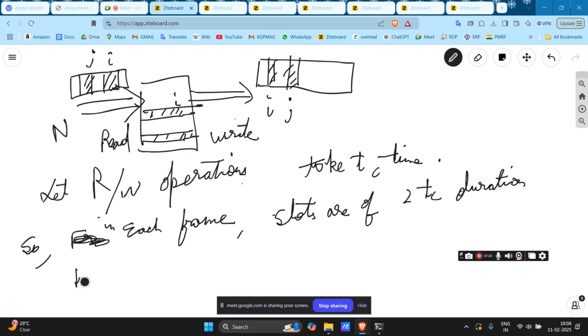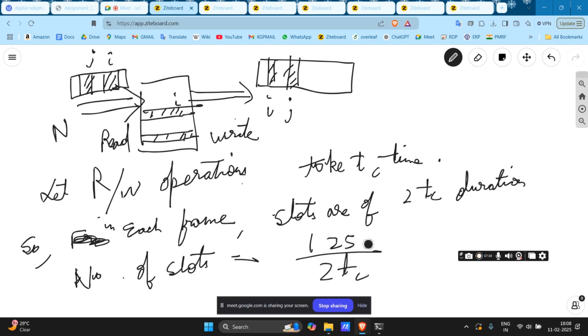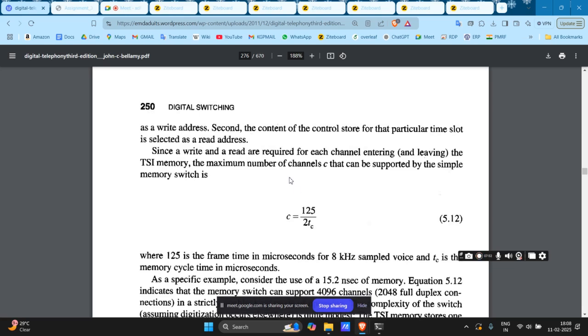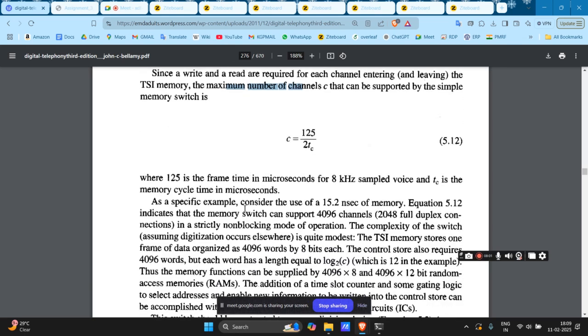So how many slots can you transmit? The number of slots is simply the frame length divided by 2 tc. So 125 microseconds by 2 tc, where tc is also in microseconds. So this is the number of slots, or you can say the number of channels. These are the number of channels that can be supported by the memory switch, where 125 is the frame time in microseconds for an 8 kilohertz sampled voice channel.